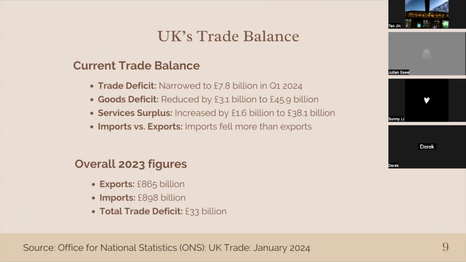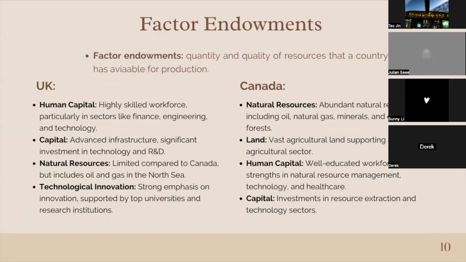Now, for the overall 2023 figures, their exports were worth £865 billion. The imports were £898 billion, and their total trade deficit was £33 billion. Now, for the factor endowments, what are factor endowments? They are the quantity and quality of resources that a country has available for production.